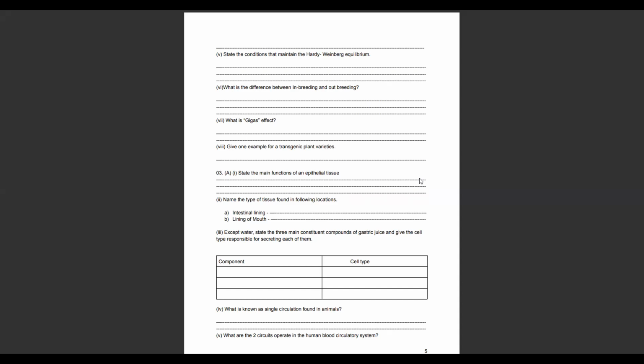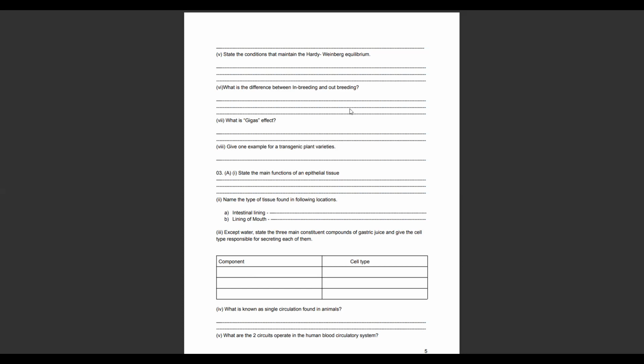Okay. Now we'll move to question number 3, structured essay 3. State the main functions of an epithelial tissue. This question is from the 5th unit, the tissues at the very beginning. For epithelial tissue, there are 3 functions given, so you have to state all those 3 functions. Protection, secretion, and absorption. Give 3 marks. Protection, secretion, absorption.